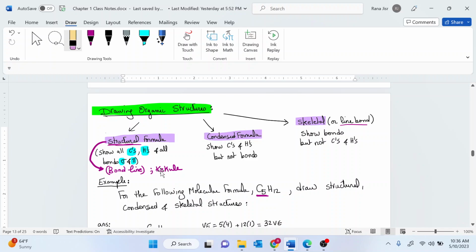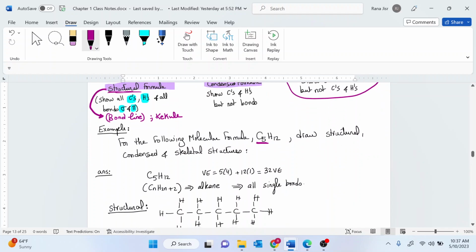sets on eCampus. Another way to represent an organic structure is using condensed formulas. And in these, you only show carbons and hydrogens, you don't show any bonds. And the skeletal form is the line bond form, where you show just bonds and you don't show carbons and hydrogens. Most of our organic structures will be represented by a skeletal form because it is the easiest.